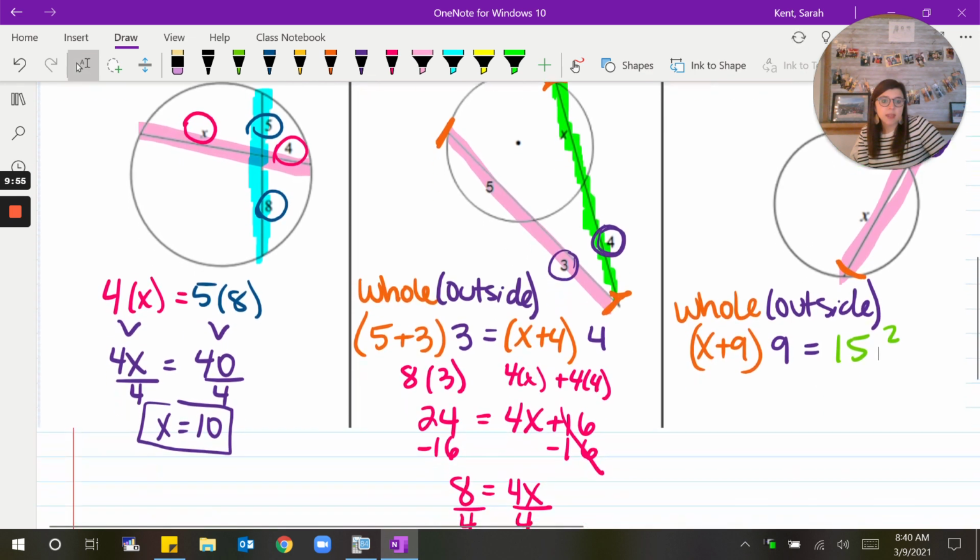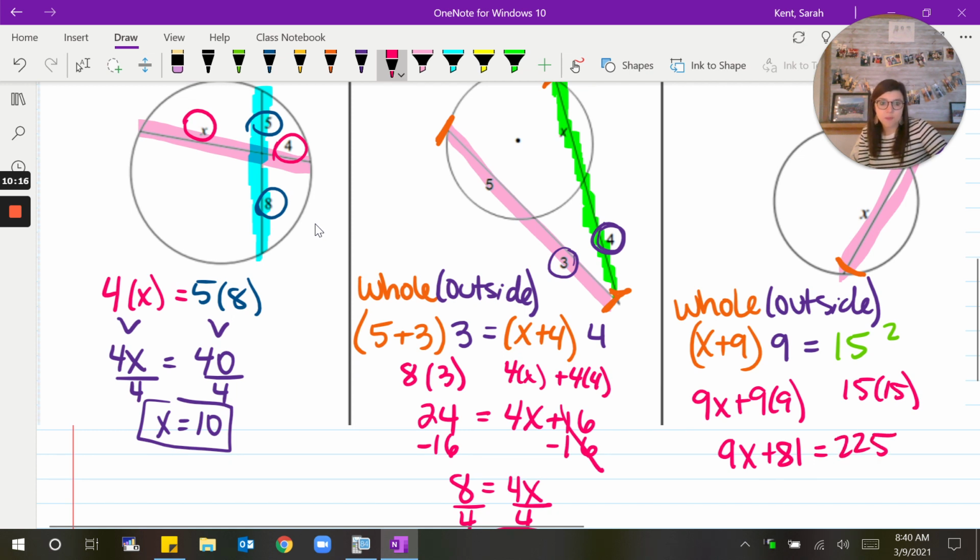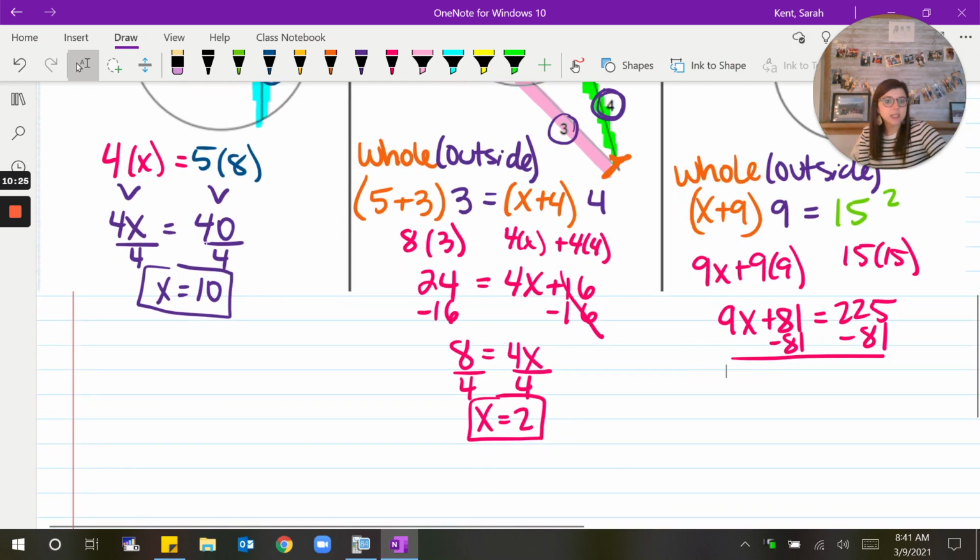So if I were to work this out, first I would distribute the 9. So I would have 9x plus 9 times 9. So I would have 9x plus 81 equals 15 squared means 15 times 15, and that's 225. So to solve for x, I would subtract 81 from both sides, and I need more space to write. I would get 9x equals 144. Divide both sides by 9 to get x equals 16.